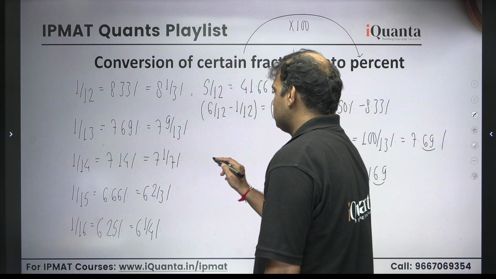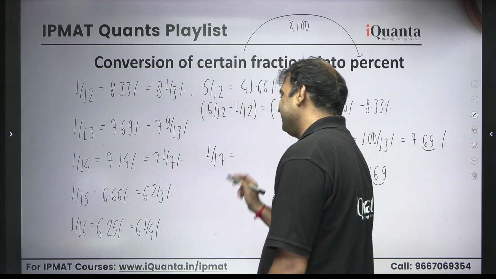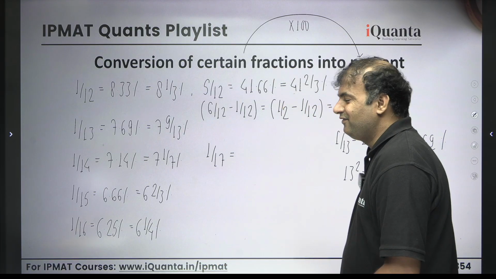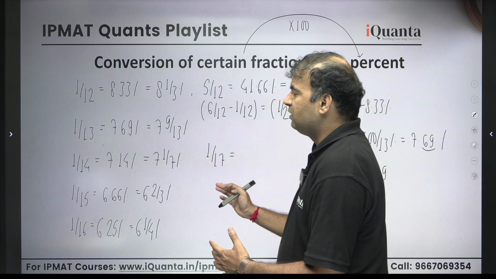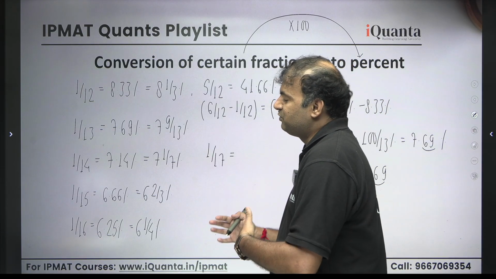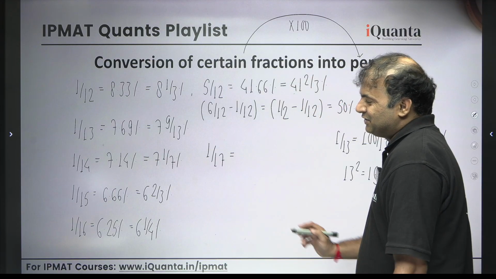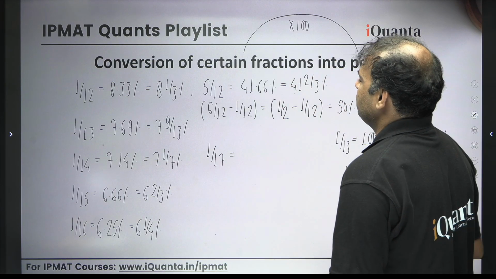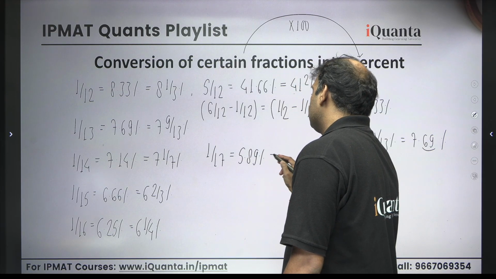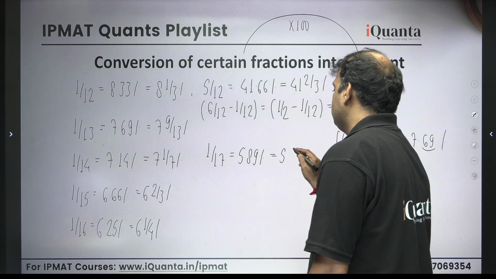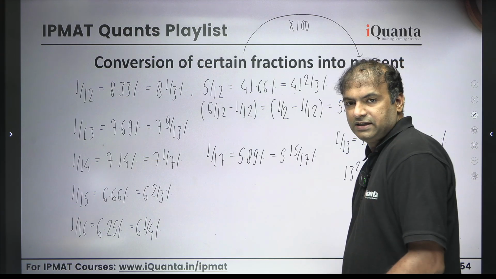Okay, the next one is 1 by 17. Let's write this here only, because only 2 are left among the important ones, and we'll be covering only 2 more. So 1 by 17, again 17 is a prime number, so whenever there is a prime number, we are in a small problem. Multiplying by 100, you will find this as 5.89 percentage. We can also write this as 5 and 15 by 17.